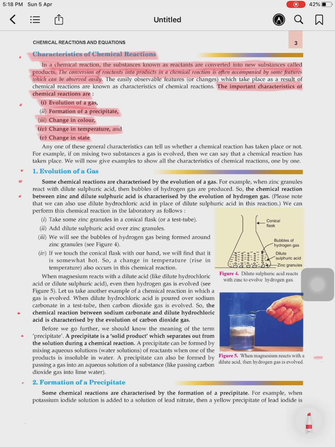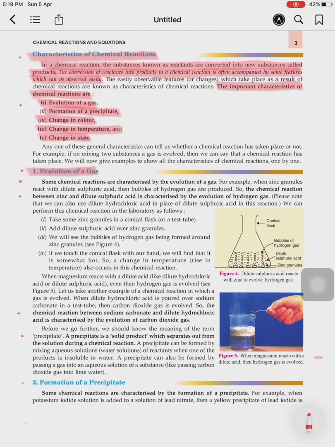That means during a chemical reaction you can observe all these changes, and if you observe these changes, only then it is a chemical process going on. So we'll get into details. We'll see certain examples. So the first is evolution of gas.